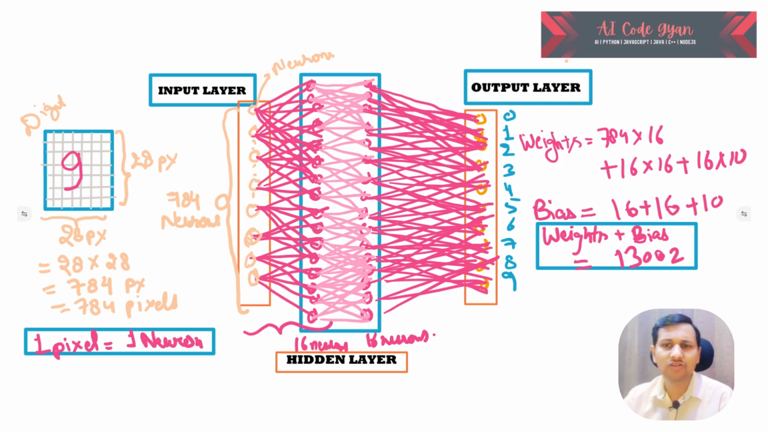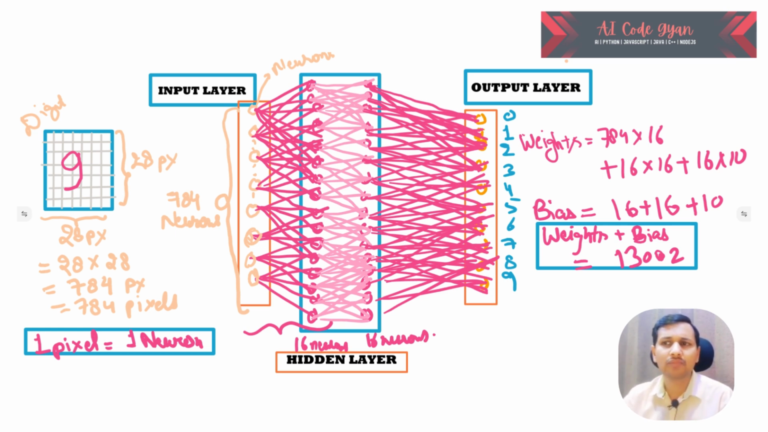So if you see in the input layer, there will be 784 neurons, and in the hidden layers we are taking 16 neurons each. We are taking 2 layers. The first layer will have 16 neurons, the second layer will have 16 neurons, and the last layer, which will be from 0 to 9, will have 10 neurons. That will be the output layer.